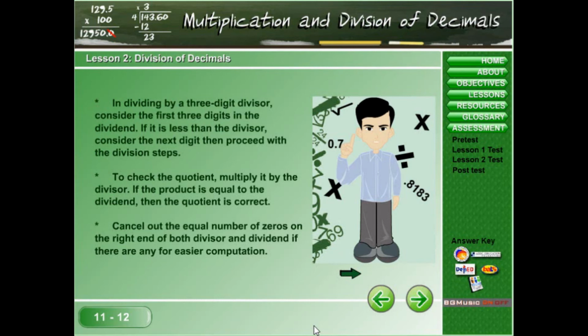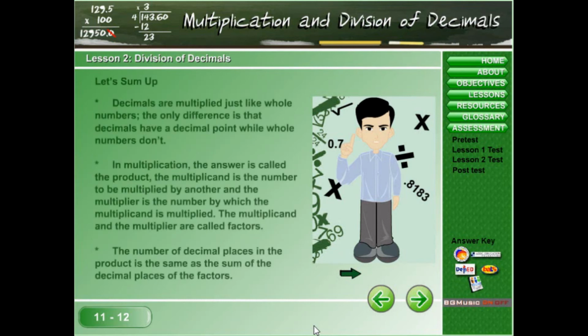To check the quotient, multiply it by the divisor. If the product is equal to the dividend, then the quotient is correct. Cancel out the equal number of zeros on the right end of both divisor and dividend if there are any for easier computation. Let's sum up.